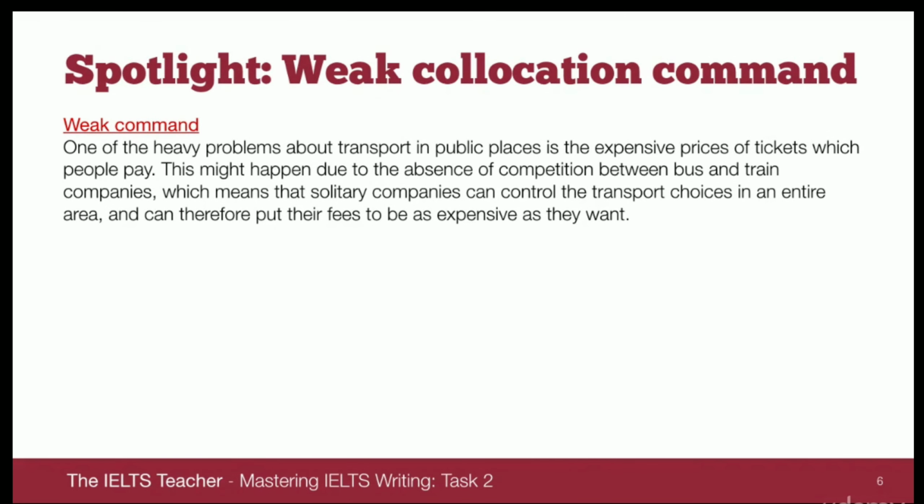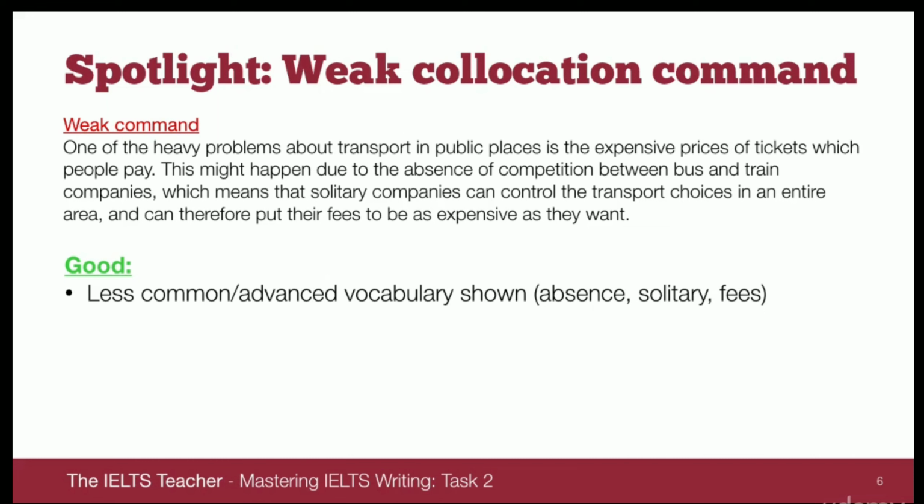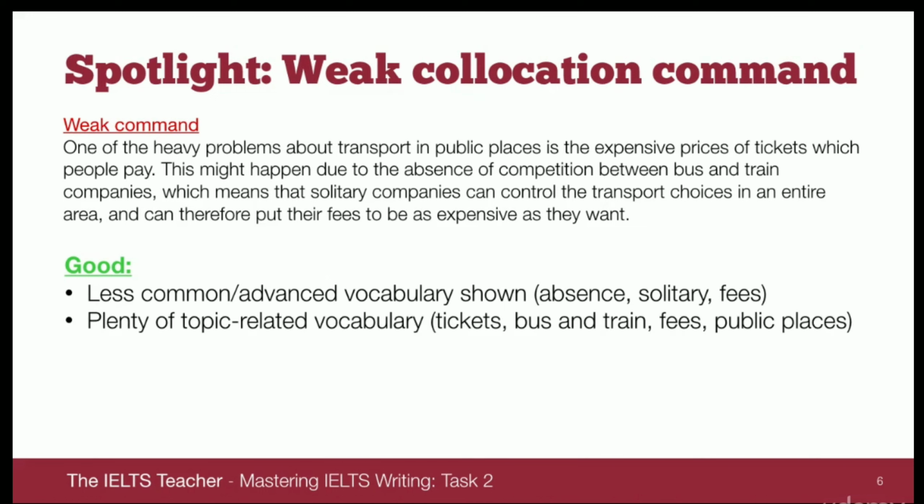So let's put the spotlight for a moment on that weak paragraph, the weak collocation command paragraph. So, what's good about it? As you could probably guess, what's good about it is that there's some less common and more advanced vocabulary shown. We've got words like absence and solitary and fees. It's not what your standard Band 5, Band 6 level student shows. And there's plenty of topic-related vocabulary too. We've got words like tickets, bus and train, fees, public places. If you were paying attention in the last lecture, you'll know how important that topic-related vocabulary is, and that's great.